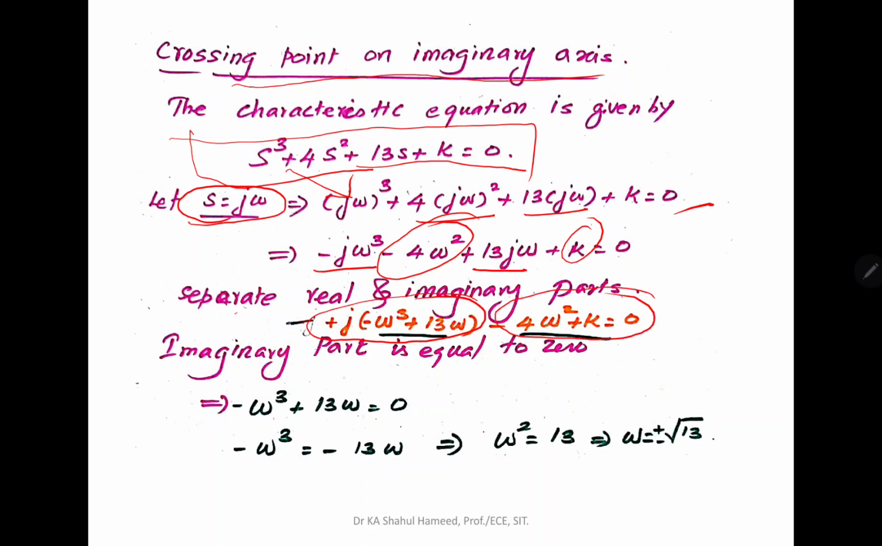So first I am starting with the imaginary part. The imaginary part is minus omega cube plus 13 omega is equal to 0. So I am just moving 13 omega to the right hand side. I get minus omega cube is equal to minus 13 omega. I am just cancelling omega here, so the omega cube will become square. So omega square is equal to 13. So omega is equal to plus or minus square root of 13.